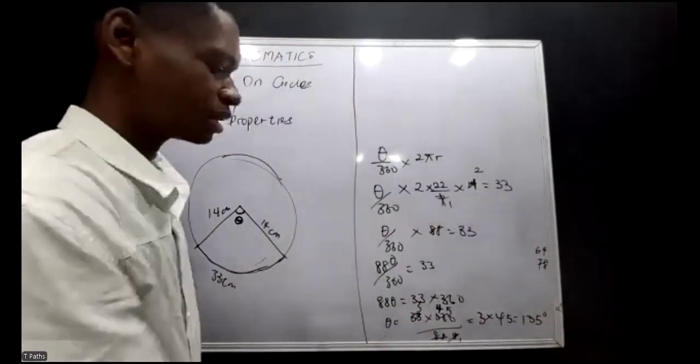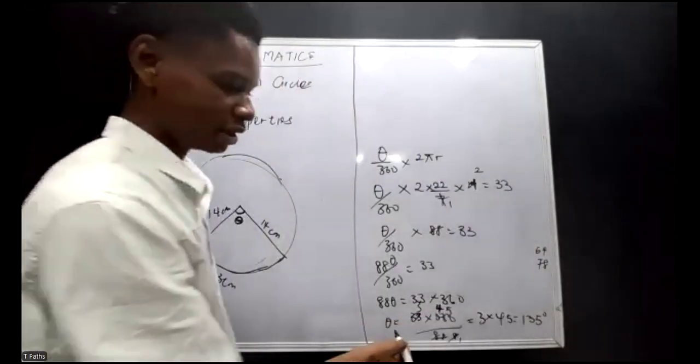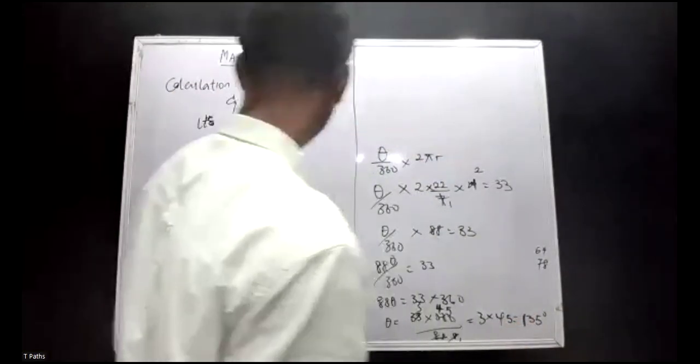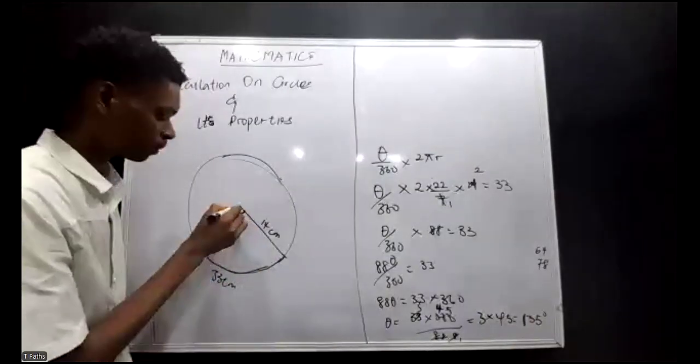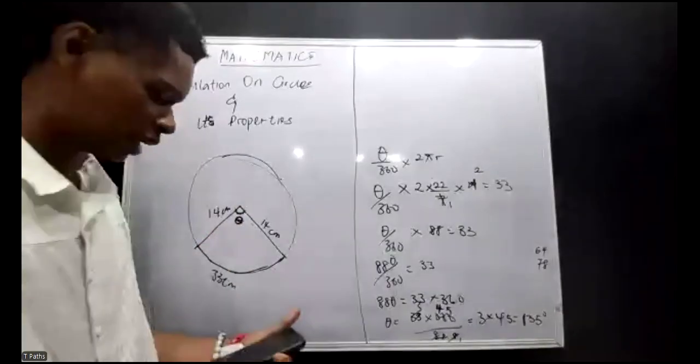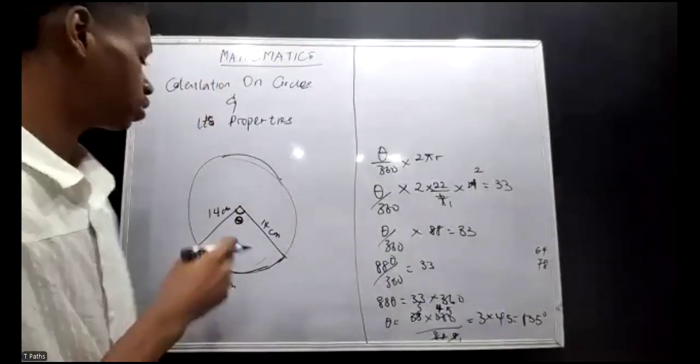So you guys can confirm this. 33 times 360 divided by 88 should give you, yes, 135 degrees. So you have your answer as 135 degrees. 135 degrees is the angle subtended by the sector at the center. So that is option D in the question.